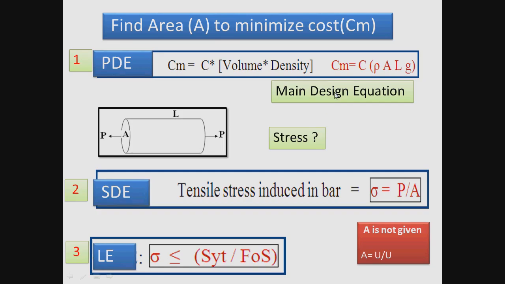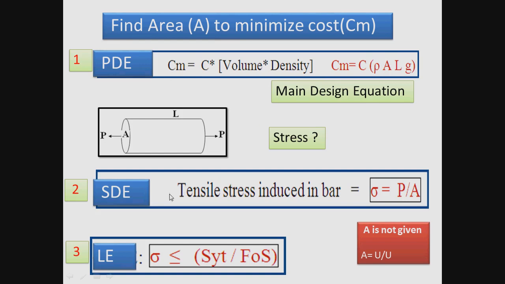So that's why the total cost is given by cost per unit weight, that is per Newton, into total weight in Newton. The weight is mass multiplied by g. So cost per unit weight into total weight gives the total cost of that particular part. This is the main design equation, that is the primary design equation.